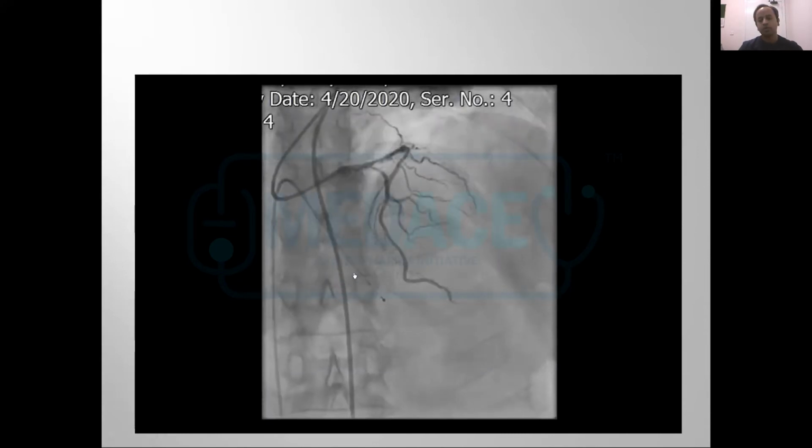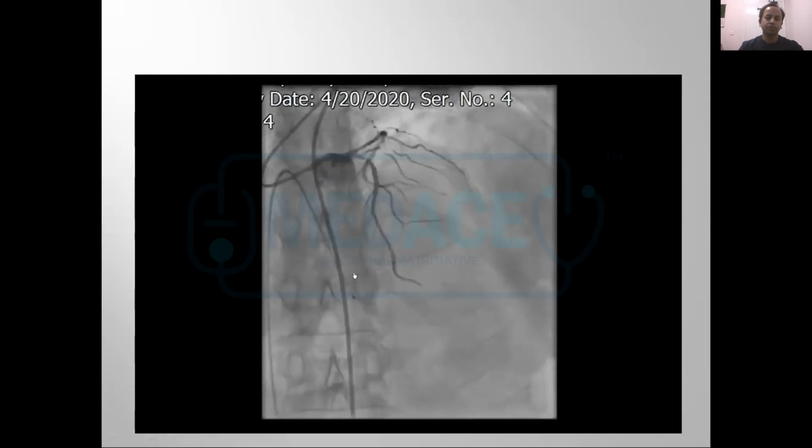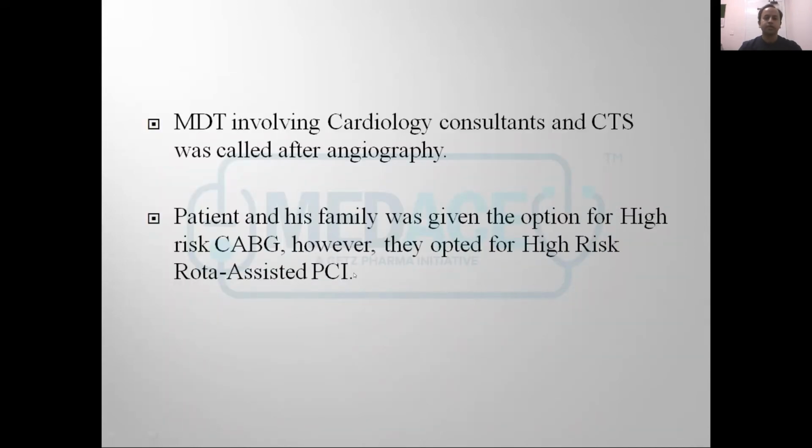What we did not know from the previous angiogram was that the LAD's ostium and proximal LAD also had critical stenosis with slow flow. That actually made us change our strategy. After the angiogram, the team was involved. The patient was given the option for high-risk CABG, and they opted for high-risk rota-assisted PCI.